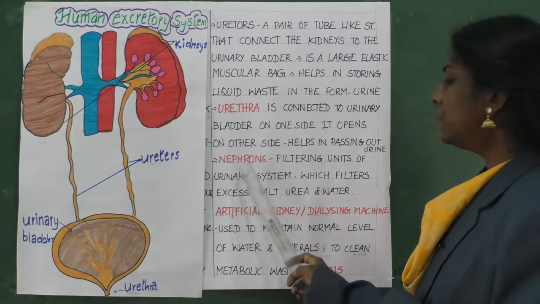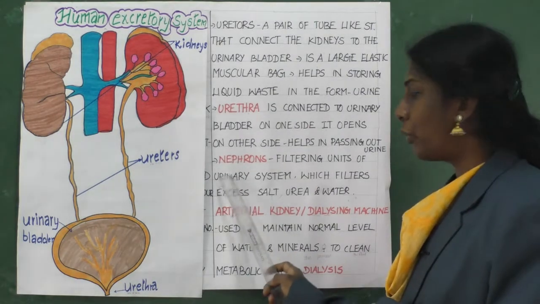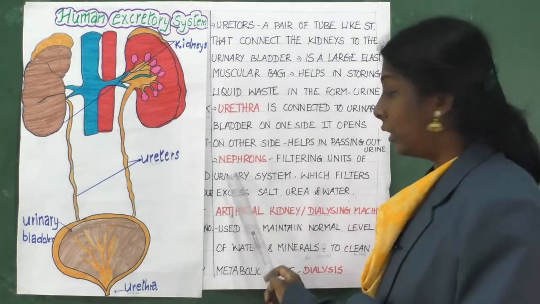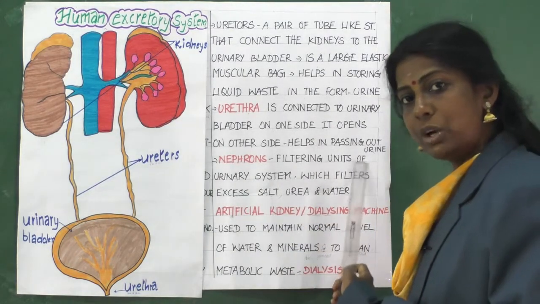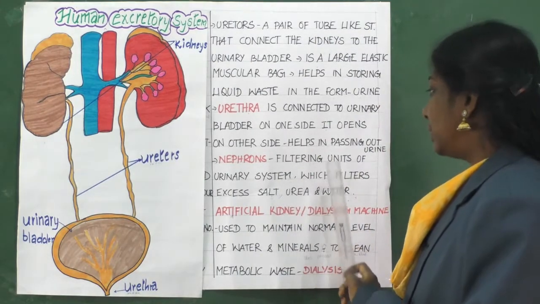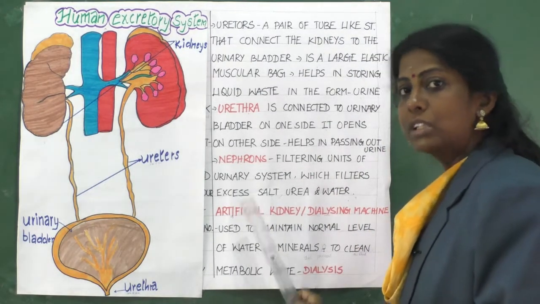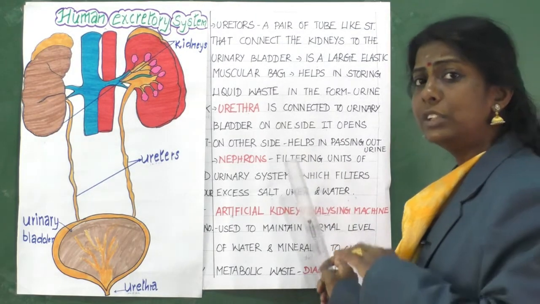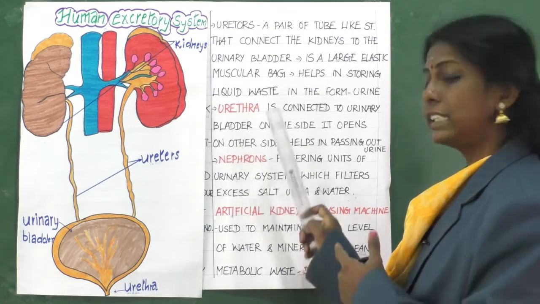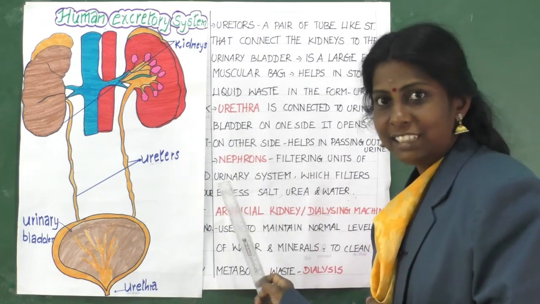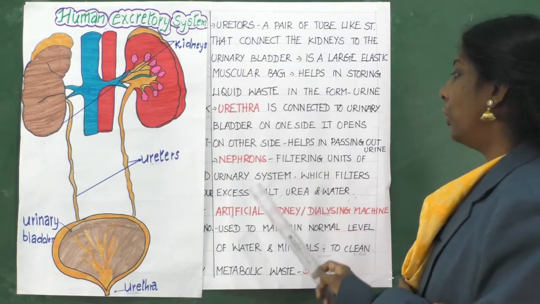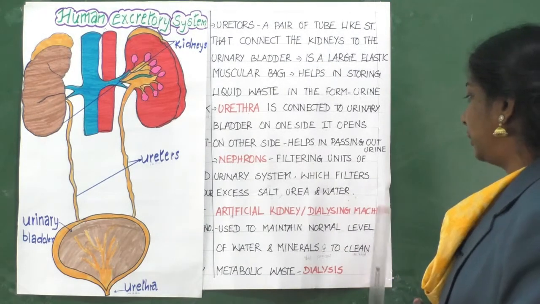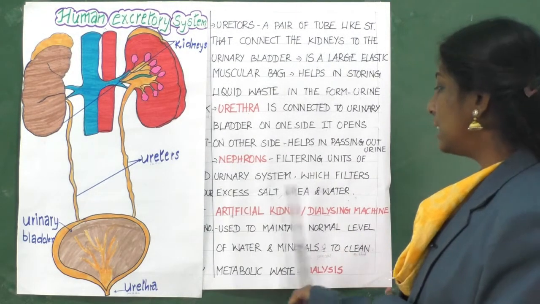Then next part is the nephron. What is this nephron? Nephrons are nothing but the filtering units of the urinary system, which filter excess salt, urea and water. So these things will be filtered and removed by this functional unit, said to be nephrons. Clear, children? Yes. Next thing is about the artificial kidney or dialyzing machine. So what is its purpose?